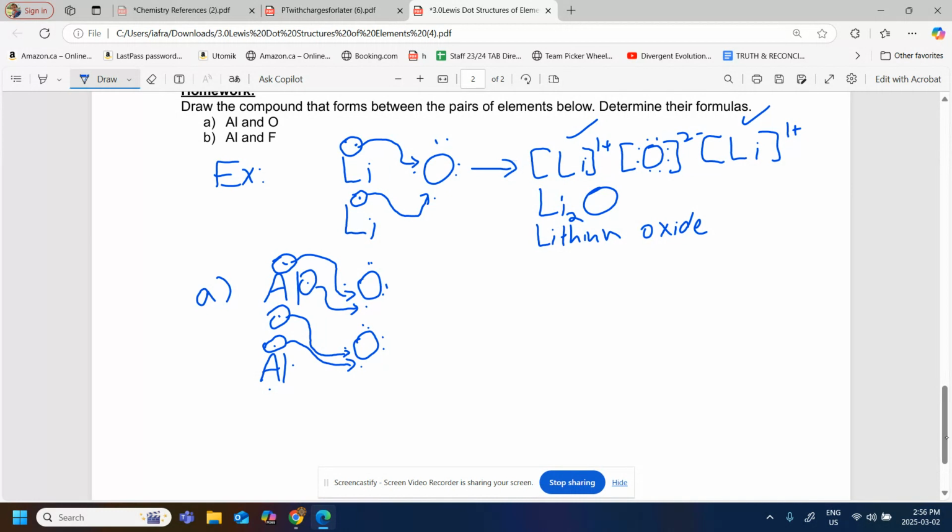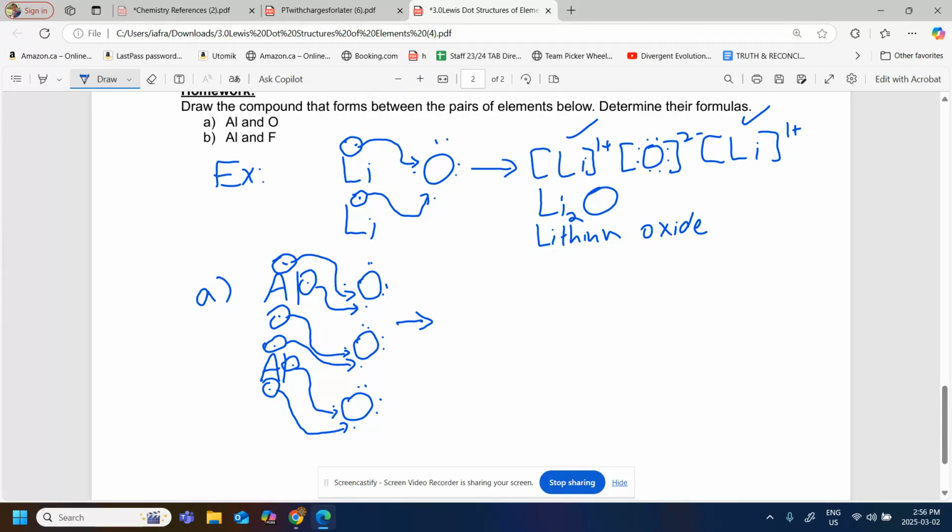But then now what happens is this aluminum is not happy. So we'll add another oxygen in. 1, 2, 3, 4, 5, 6. And it only has 2 more to lose, so it can give away 1 here and 1 here. So now all the aluminums have lost what they need, and all the oxygens have gained what they need. And so what you basically have is 2 aluminums and 3 oxygens.